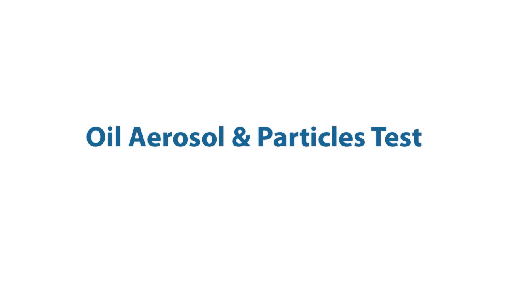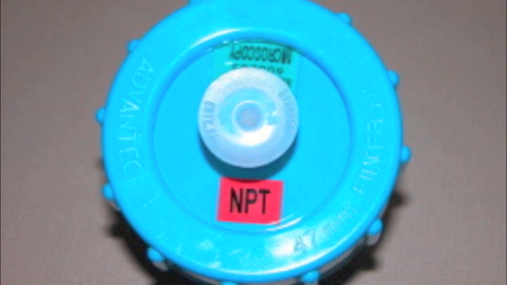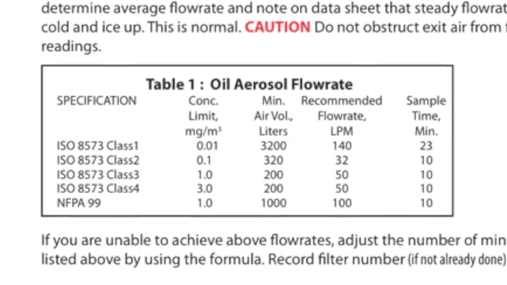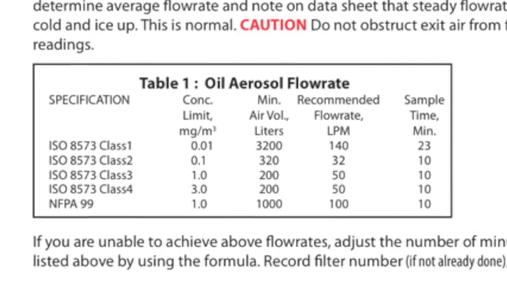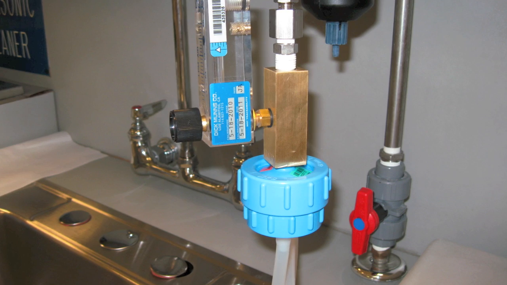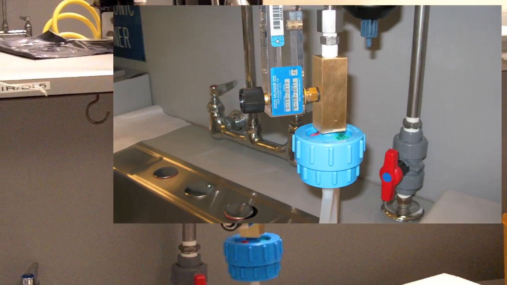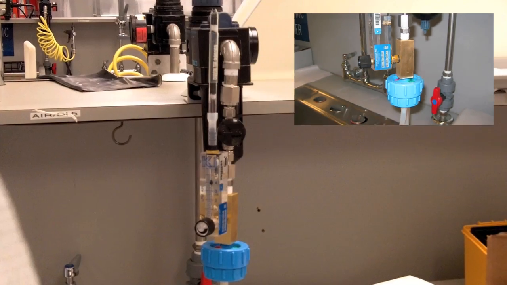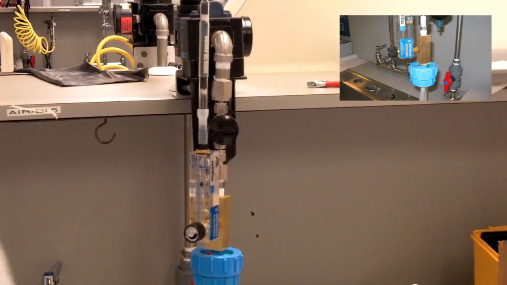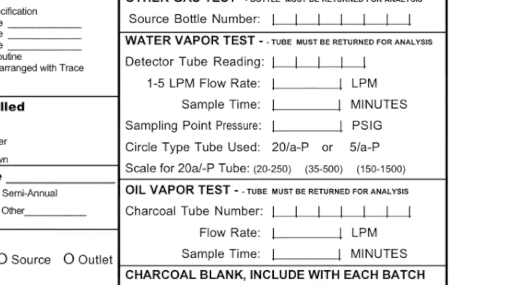The first sample will be the oil aerosol and particles test, which is captured on the 47mm filter cassette. Sample times vary from 10 minutes to 23 minutes, depending on the purity class selected. Please note that the filter cassette must remain in place during the other two tests. If the water and oil vapor test combined run longer than the oil aerosol test, make sure you add the additional time to the datasheet.